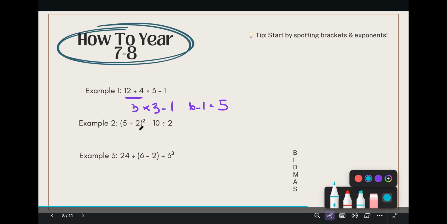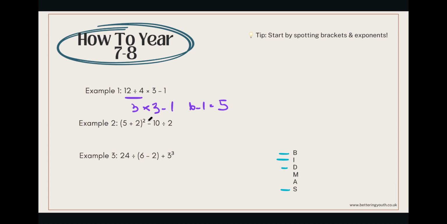Next question. We are left with 5 plus 2 in brackets, squared, which makes it an indice. We have a subtraction and a division. So again, quite a bit of work here. Let's start with those brackets. 5 plus 2 is 7. That square now lives with that 7. Finish writing out our equation so we don't forget anything.